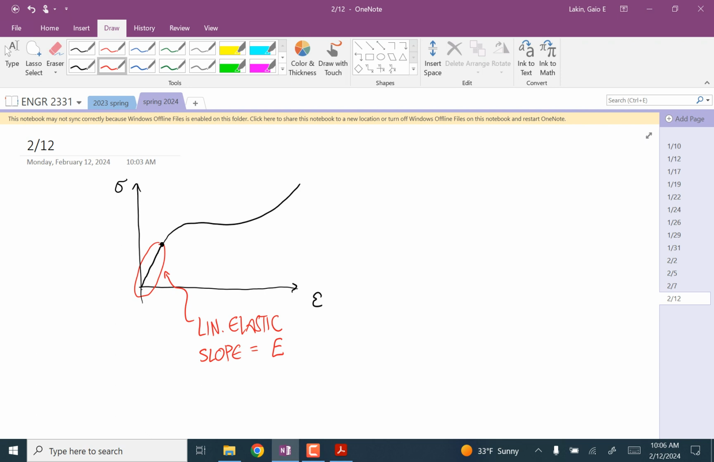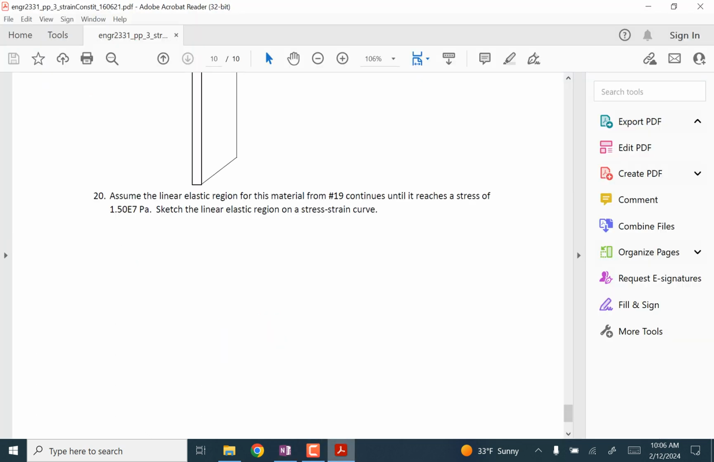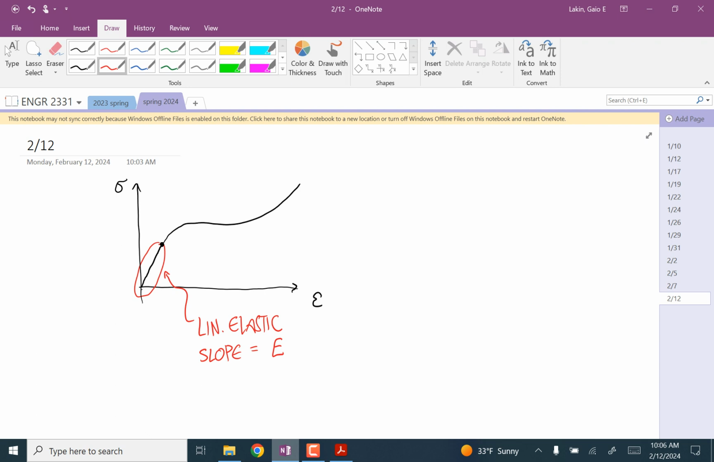And so that's all I wanted you to do, is just draw that thing and say the slope is, okay. I just want you to notice that relationship. So whatever you got for the Young's modulus, just put it in there as the slope, and then that's the answer to this question.